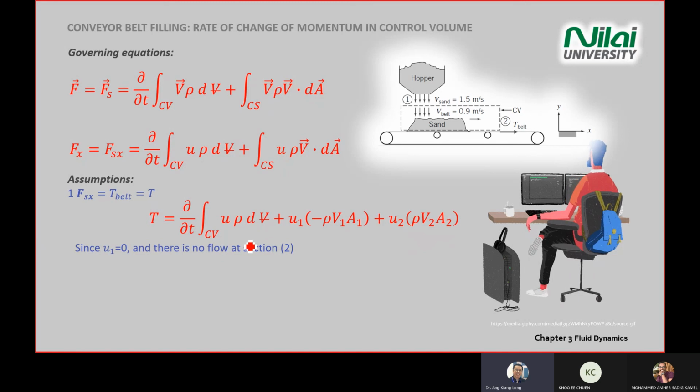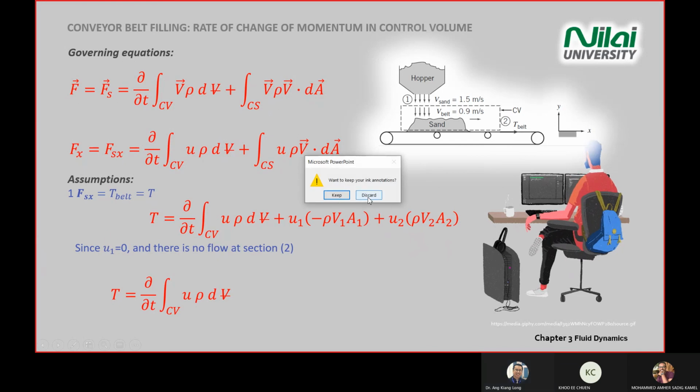For u1, we have no flow in section 2. So our tension equation only reduces to the integration over the control volume of u times rho times the volume.